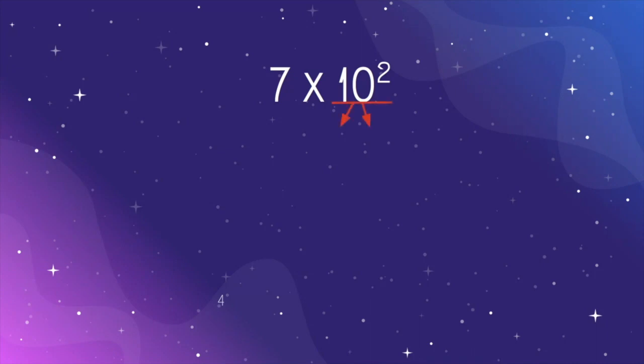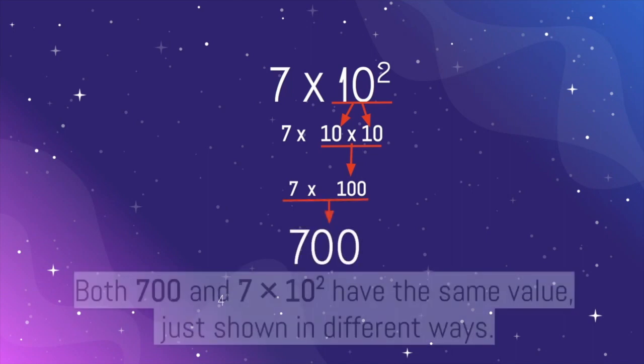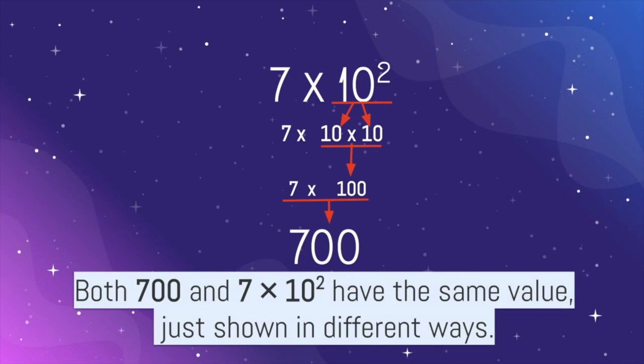The first thing we need to do in order to understand scientific notation is to understand how this works mathematically. We take 10 to the second power, and basically that means 7 times 10 times 10, right? And of course, you know that 10 times 10 is 100. So this is basically like doing 7 times 100, which is 700. So again, 700 and 7 times 10 to the second power have the same value. They're just written in different ways.